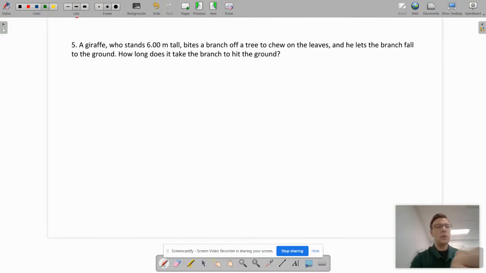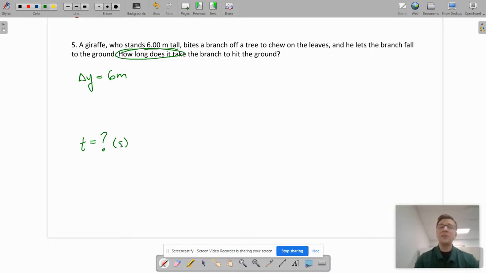One more. It says a giraffe who stands 6 meters tall. So that's going to be our delta y there. So delta y is 6 meters. Bites a branch off a tree to chew on the leaves, and he lets the branch fall to the ground. How long does it take for the branch to hit the ground? So we're going to be solving for the time here. Okay, and that's going to be in seconds. Normally I like to put the units there.